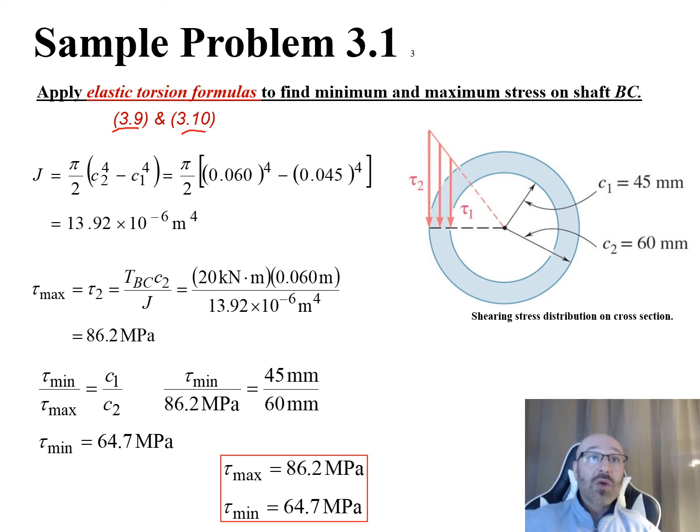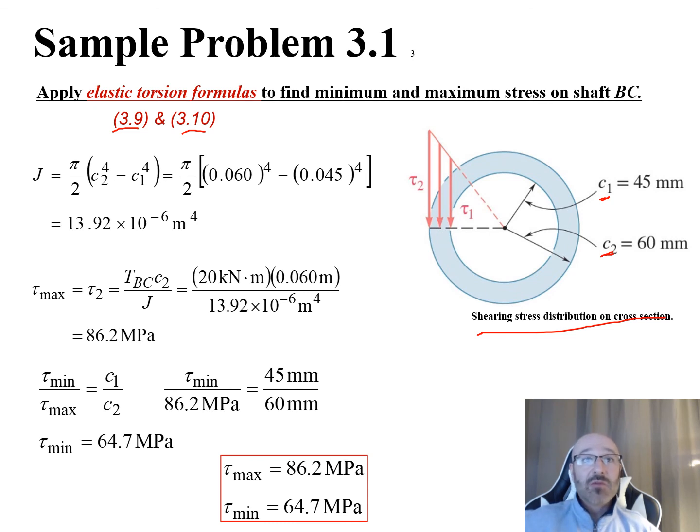We can apply equations 3.9 and 3.10 for a hollow shaft, where we have our C1 and our C2, which are our inside radius and our outside radius for that hollow shaft. Recalling the problem statement, they gave it to us as diameters. We want radii for our problem, so we can now convert those to our C1 and our C2. Now we can go through and calculate this.